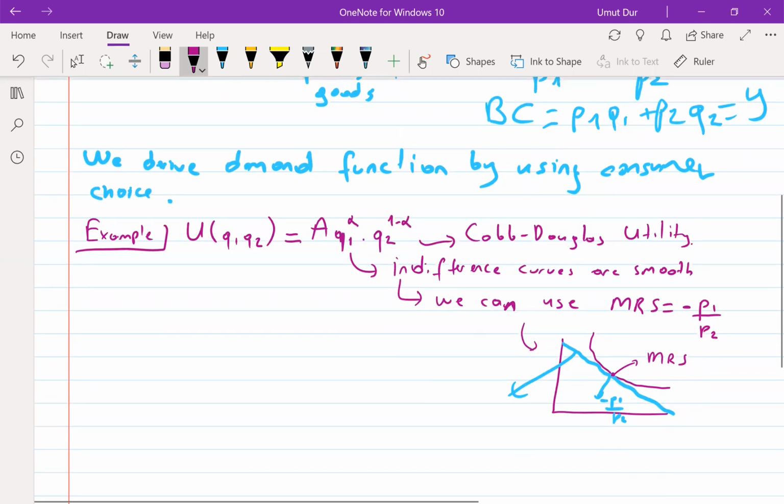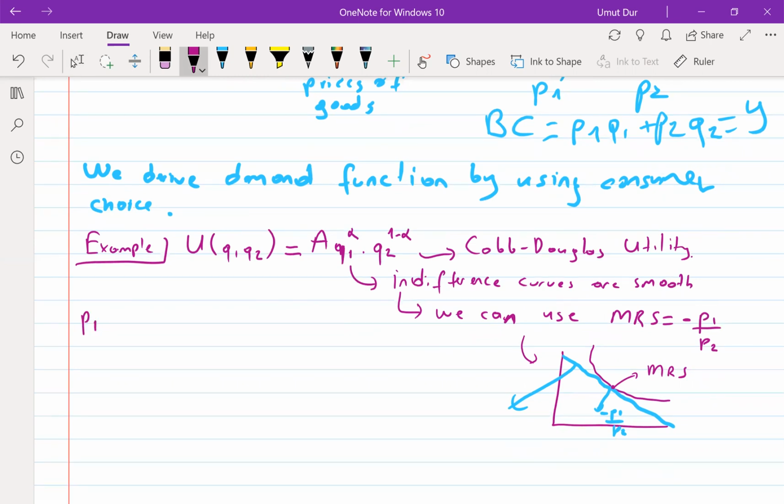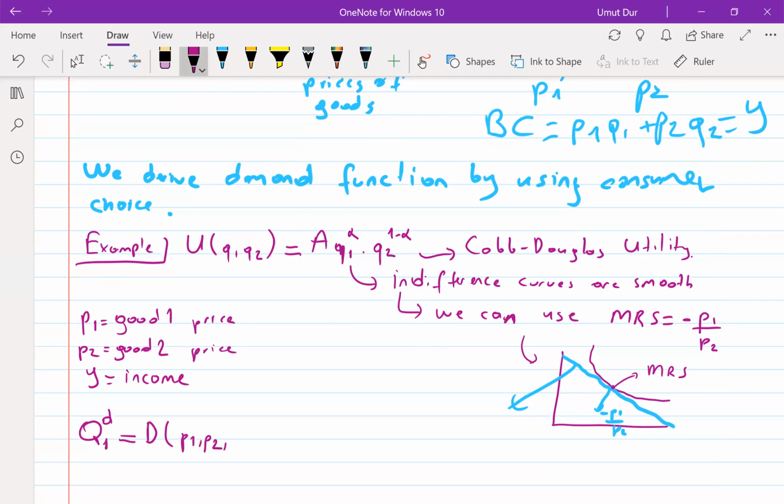Let's say that the price of good 1 is P1, the price of good 2 is P2, and our income is given as Y. Here our objective is to derive the demand for good 1. Remember, I would like to write it as a function of the price of good 1, the price of good 2 and the income.